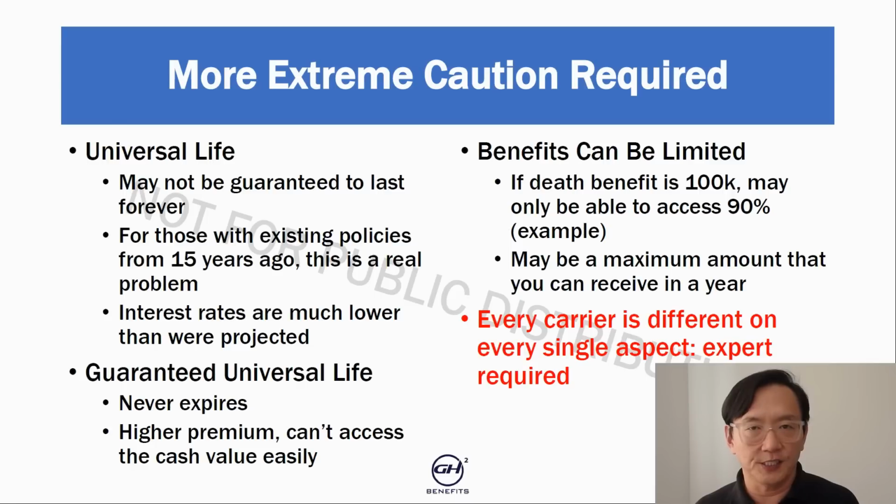Here are a couple of the things when we're talking about those 3 big groups. Universal life. It may not be guaranteed to last forever. So the way that universal life is priced, and I'm going to have an entirely different video on universal life specifically, is that they have assumed a particular financial market's performance. And based on that assumption, then they calculate your premium.